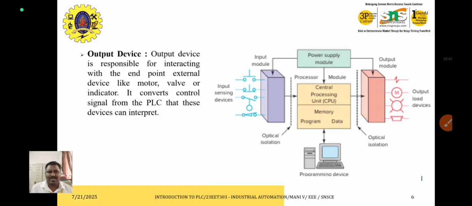And the output devices are responsible for interacting with the endpoint. The output devices may be a monitor, a motor, a valve, an indicator, or some other load devices. So the input is given here, and based on the input the CPU executes the program, and the decision is given to the output sections.